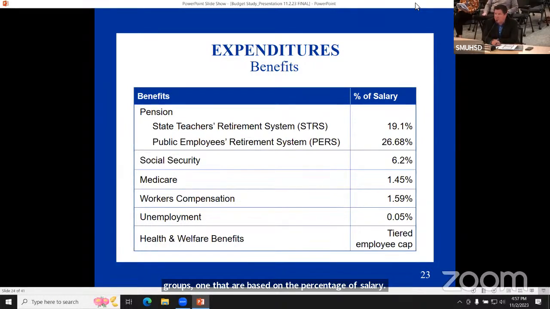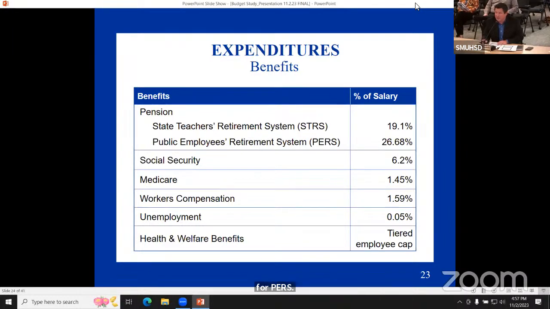The first is our 2 pension rates. All of our certificated members are in the State Teachers Retirement System, STRS, and we pay 19.1% towards their pensions. Actually, to take a step back, well, no, I'll hit it. You're going into it later, the graphs later on. I am. Thank you. No worries. So yeah, 19.1% for STRS, a higher percentage, 26.68% for PERS. Social Security, which is only for our classified employees.